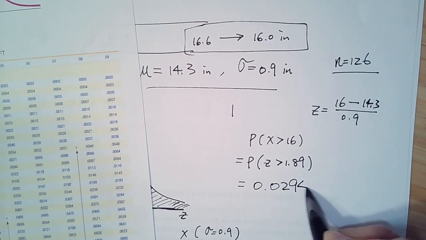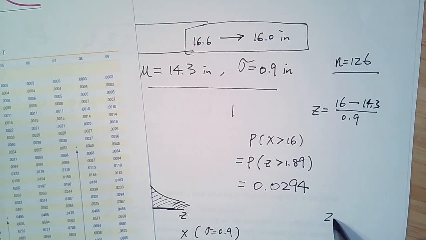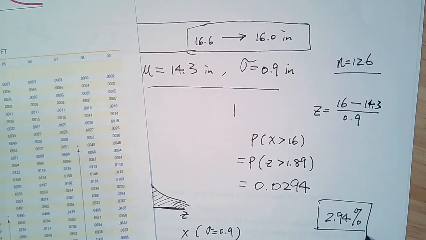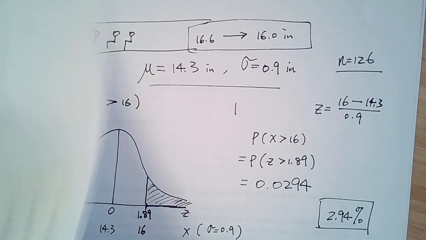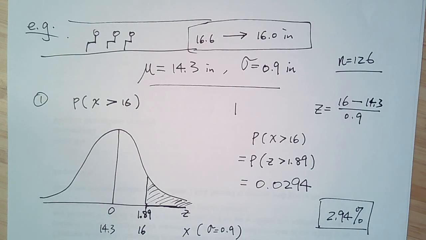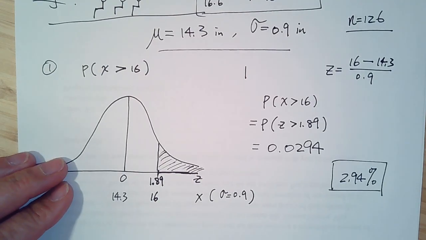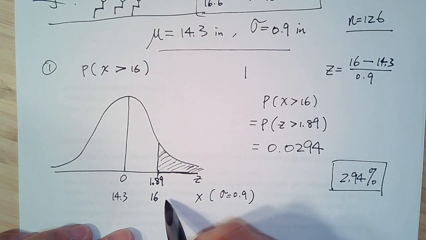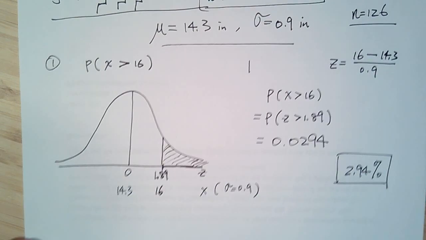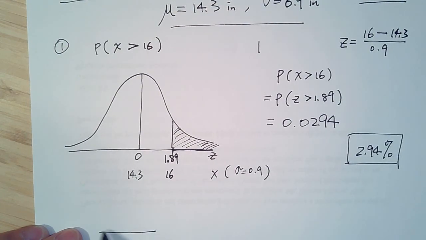0.0294. So 2.94% is the chance that a randomly selected male's hip width is greater than 16. What about 16.5? 16.6 originally, right? So I can quickly do that. I can quickly just do it again.